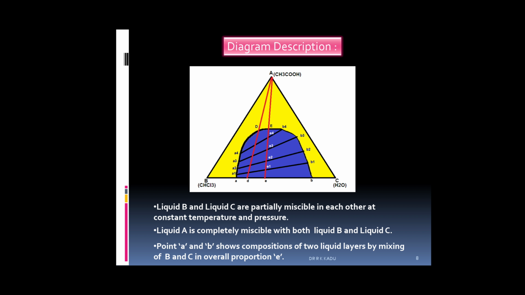The points small letter a and small letter b in this phase diagram show the compositions of two liquid layers formed by mixing of liquid B and liquid C in overall proportion E.